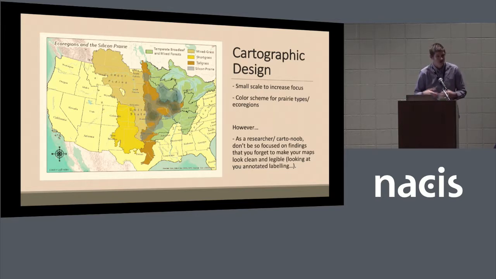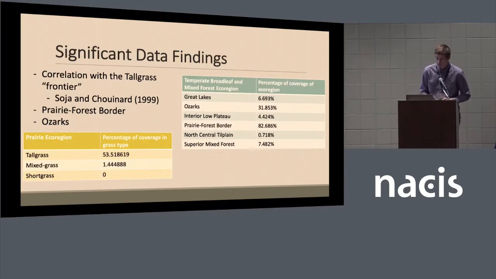As a researcher and a carto noob, sometimes you can get so caught up with your findings, how interesting it might be. If you take anything from this presentation, know that maps still need to be legible and they still need to be neat. They still need to display things properly. So looking at annotated labeling, the labeling in here is a little bit clustered, and of course that needs to be fixed up in order to make this an appropriate display of information.